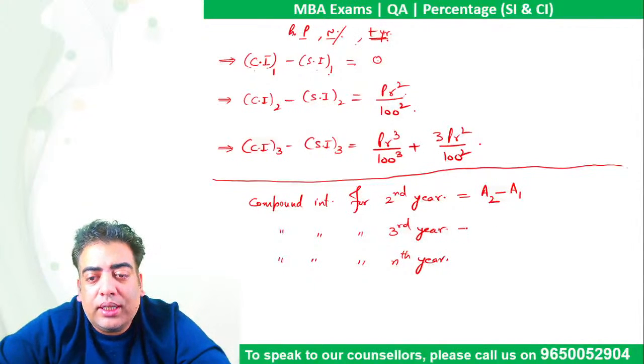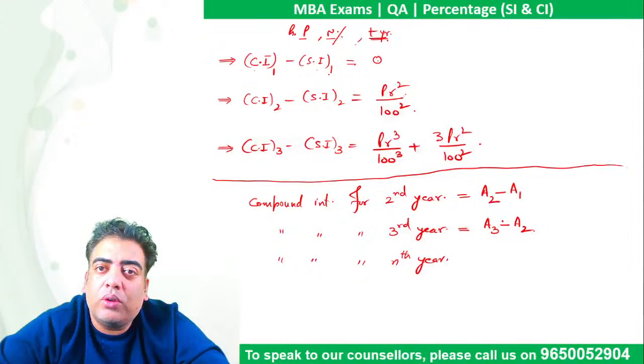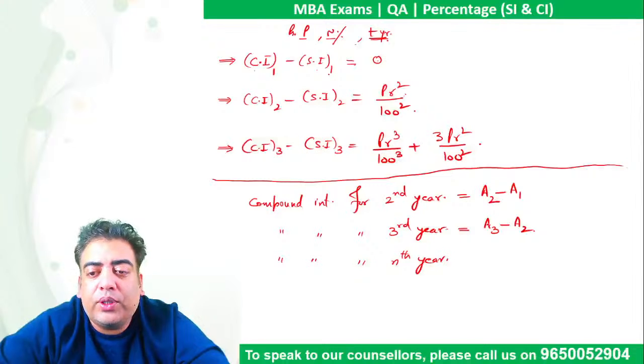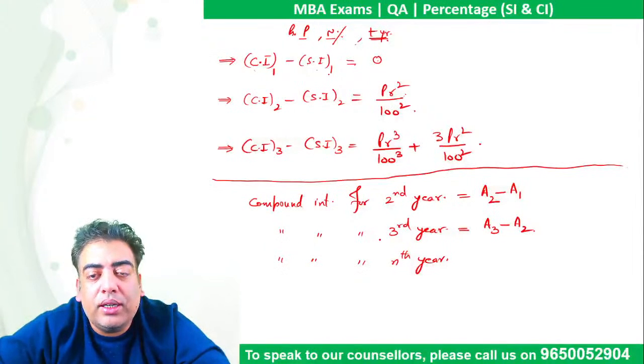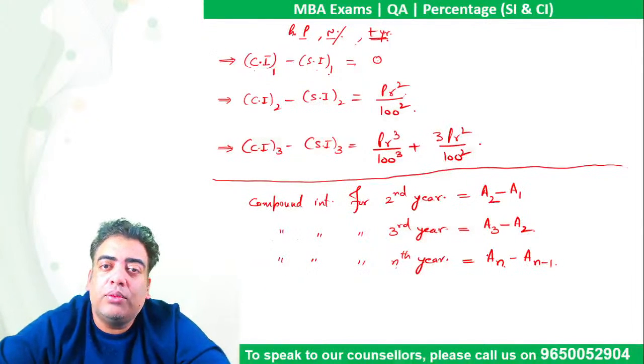अगर मेरे को थर्ड ईयर के लिए चाहिए, सो हम फर्स्ट 3 इयर्स का अमाउंट निकालेंगे, इसमें से फर्स्ट 2 इयर्स का अमाउंट सब्ट्रैक्ट कर देंगे. So leftover value जो difference है will be the interest part of third year only. So in general we can say if we are required compound interest for nth year, it will be a_n minus a_(n-1).